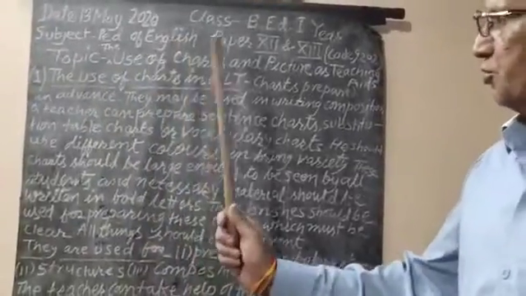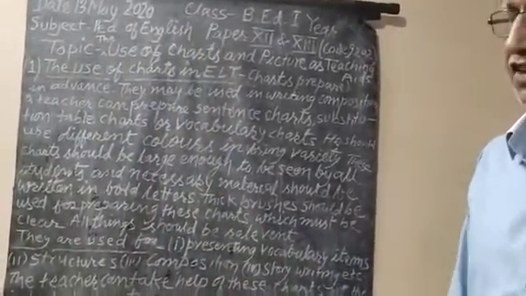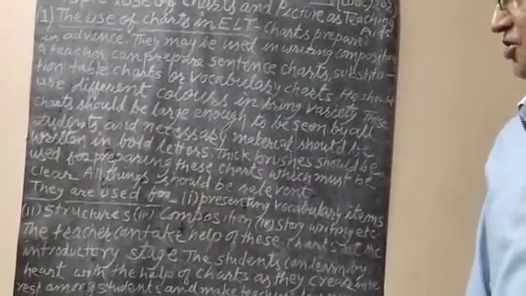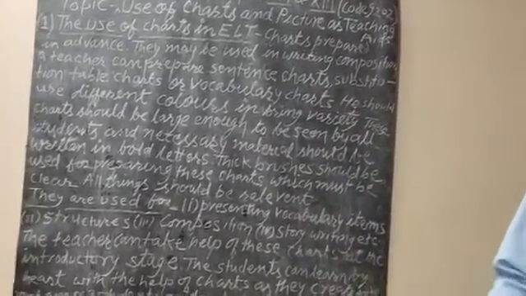The point is the use of charts in English language teaching. Charts are prepared in advance before going to the class for teaching English. They may be used in writing composition. A teacher can prepare sentence charts, substitution charts, or vocabulary charts.